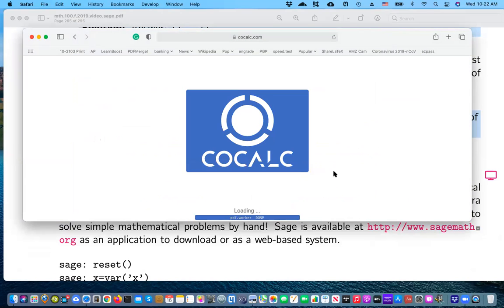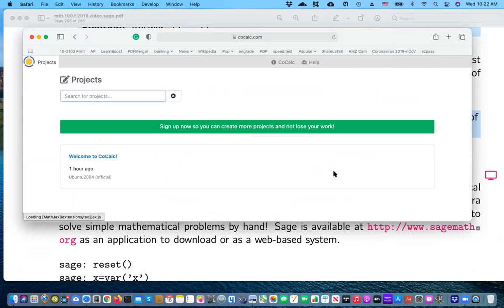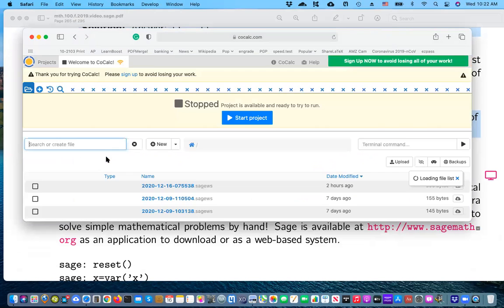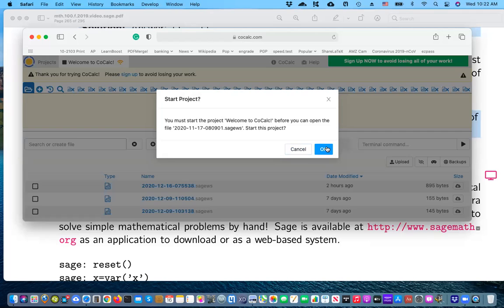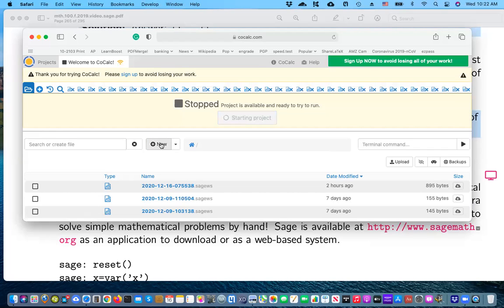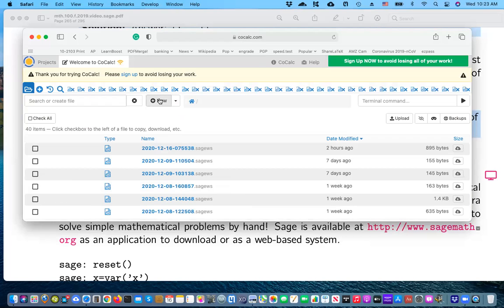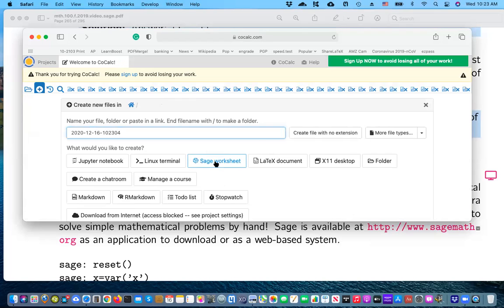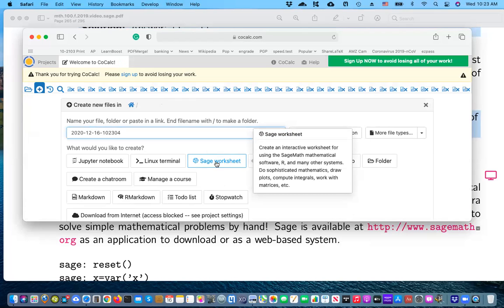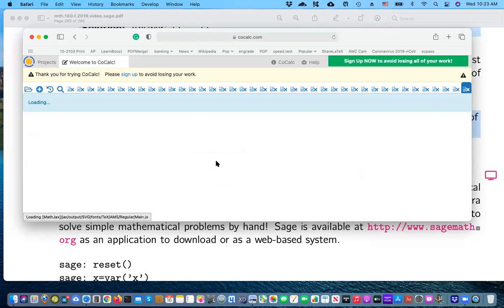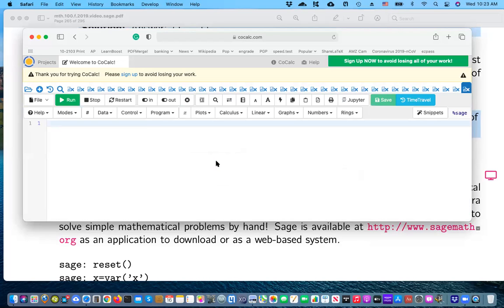CoCalc's going to launch. Again, you're getting a little introduction to how to program. Click on the CoCalc. I'm going to start a project. And again, I want to start a new project. We've been doing this for some time now. It's starting up. It takes time because we're using other people's resources. A new sheet. What kind of sheet do I want? I want a Sage worksheet. And then I'm going to start typing the commands in that I'm seeing. And it's reset.